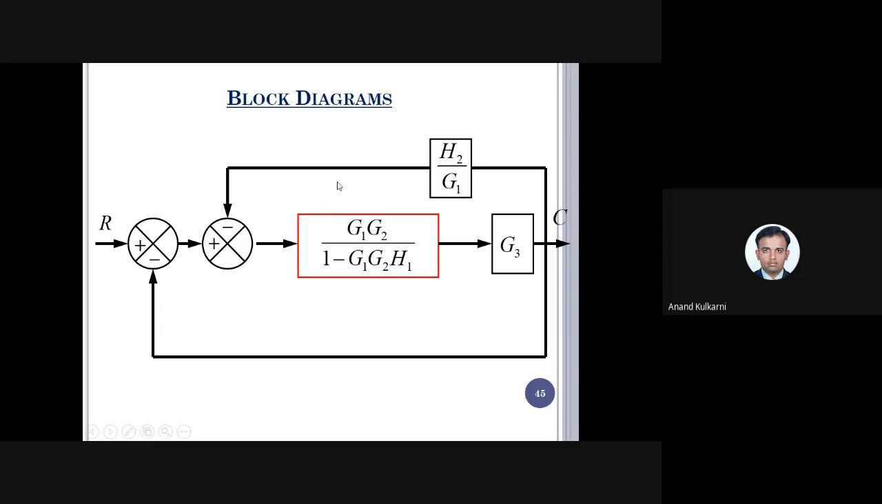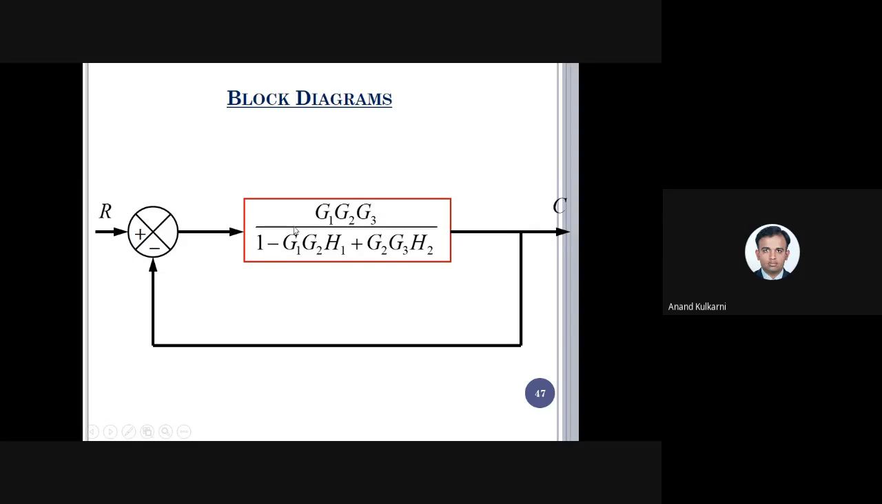Now once again, these two are in cascade. This and this are in cascade. G1, G2, G3 divided by 1 minus G1, G2, H1. That is solved here. G1, G2, G3. This is solved here. Now, once again, this is a feedback loop. Why? Because the signal is going here and there is one signal. So these two I'll solve as a feedback loop. I've solved it. Then you just observe here.